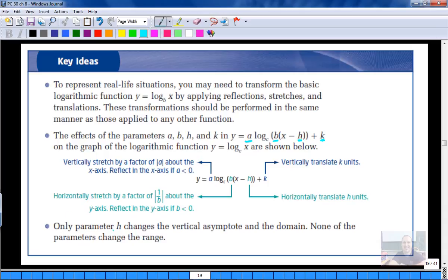Also, thing to notice that the h parameter changes the vertical asymptote, so that moves left, right, and thus affects the domain. Okay, and the range doesn't change.